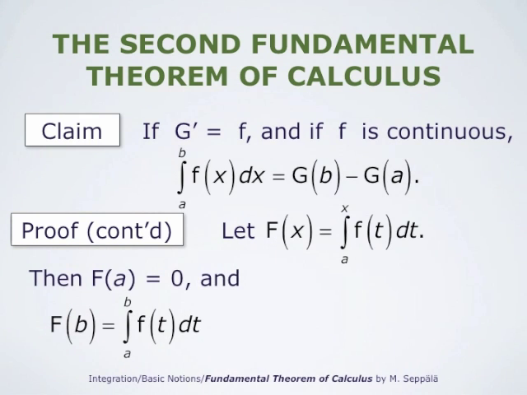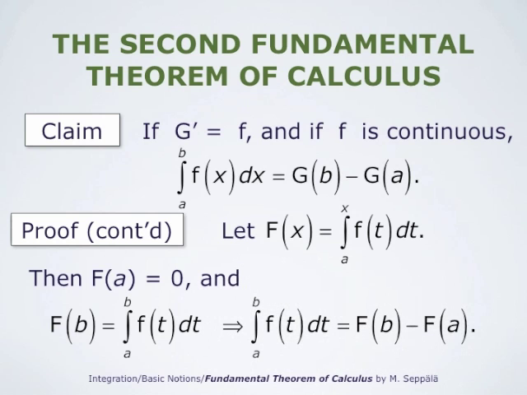By the definition, capital F at a is 0, and capital F at b is the integral from a to b of f of t dt, as already observed. This means that the integral from a to b of f of t dt is capital F at b minus capital F at a, because capital F at a is 0. So this particular function capital F satisfies this statement of the second fundamental theorem of calculus, the second part of the fundamental theorem of calculus.